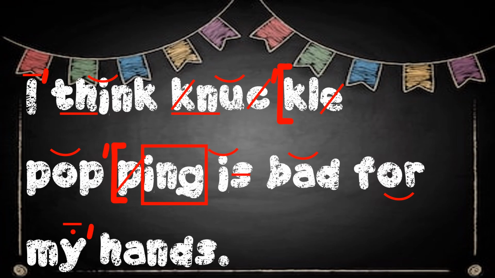And then we have the word hands. I see that I have a suffix S at the end of the word because I'm talking about more than one hand. So let's put a box around the S. And I see that I have a vowel followed by a consonant. So I need to make sure that that vowel makes its short sound.